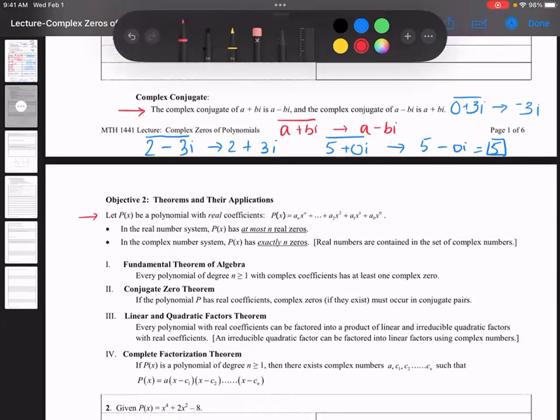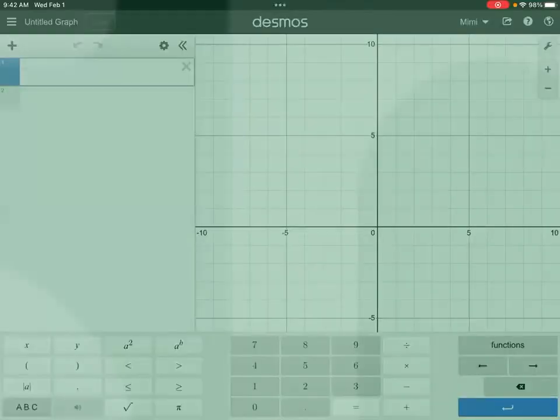Let P be a polynomial with real coefficients. In the real number system, the polynomial P of x has at most n real zeros. Why at most? Why is it most? Let me show you with decimals.